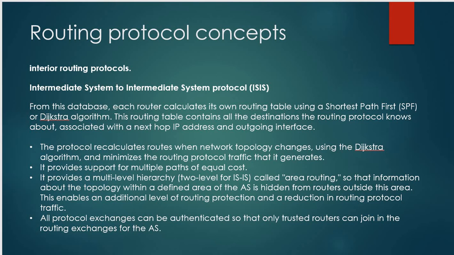Let's see some point here. Intermediate system. From this database, each router calculates its own routing table using the shortest path or Dijkstra algorithm. So it calculates the shortest path using this algorithm, and it also implements OSPF, Open Shortest Path First, associated with the next hop IP address and outgoing interface.